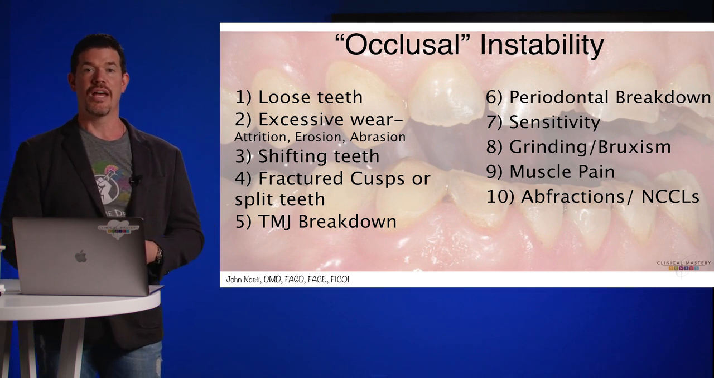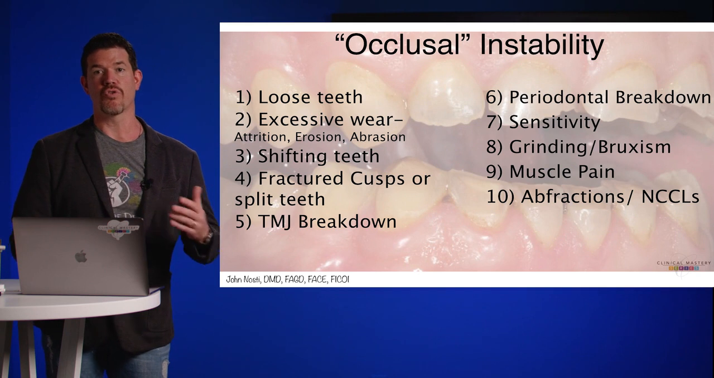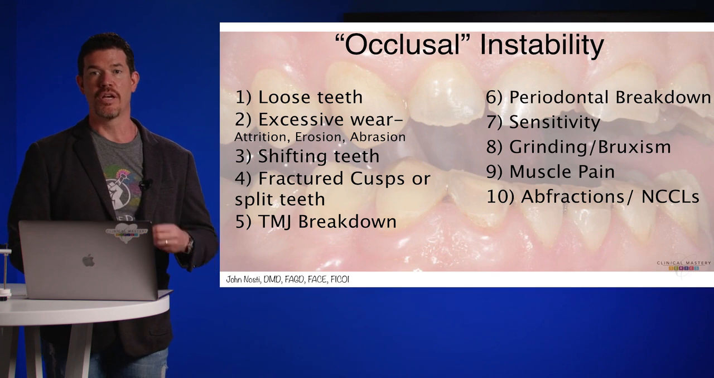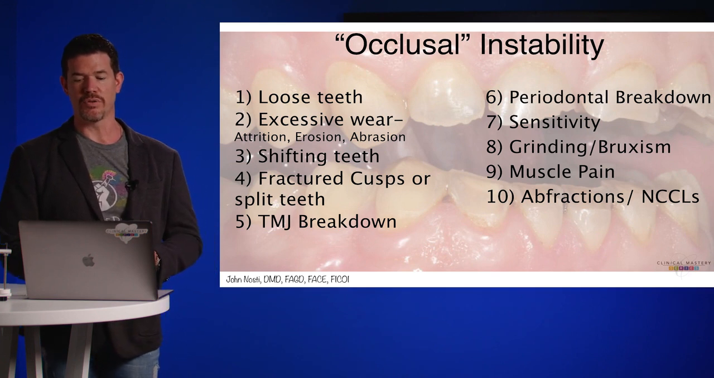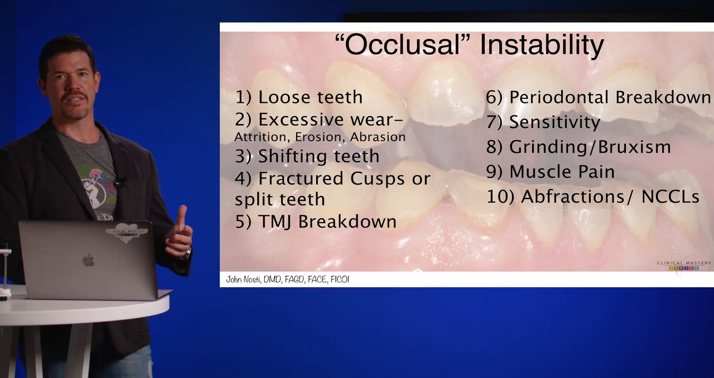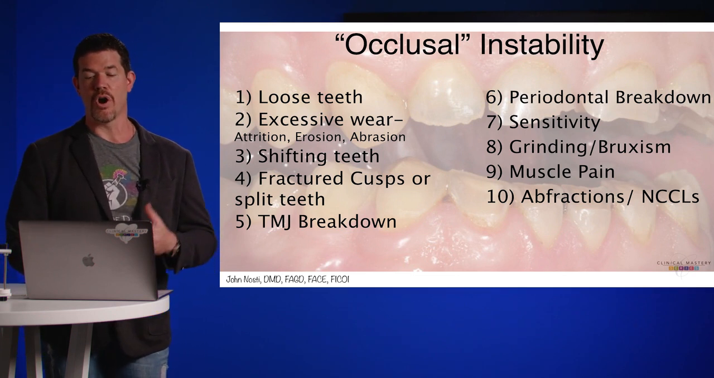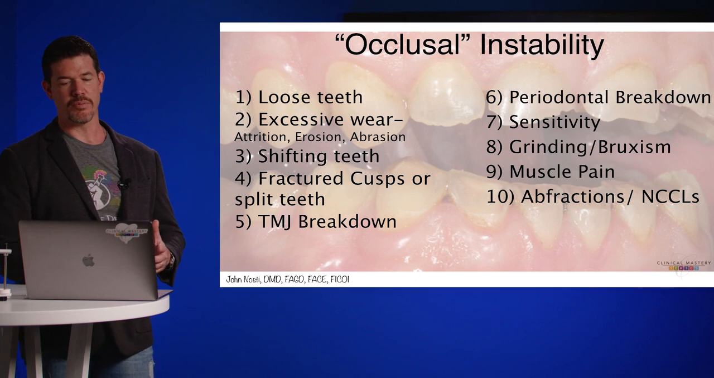If your patient has a bruxism habit or grinding habit, we call these parafunctional habits, where we start to see signs of wear, breakdown, sensitivity, that is a problem and a sign of occlusal instability. Muscle pain in the masseters, temporalis, any one of the elevator muscles, could be initial signs of occlusal instability. And lastly, abfraction lesions or non-carious cervical lesions are another sign of occlusal instability.